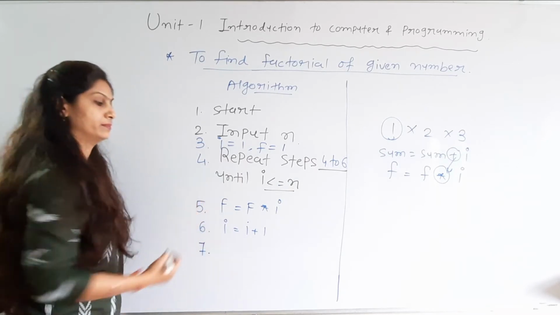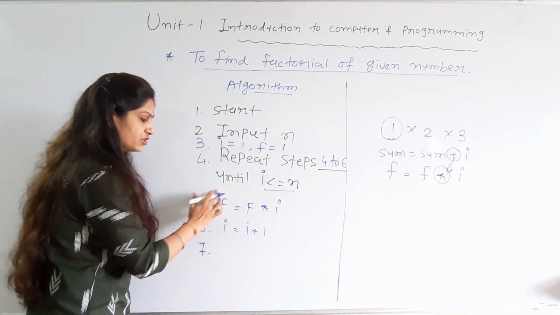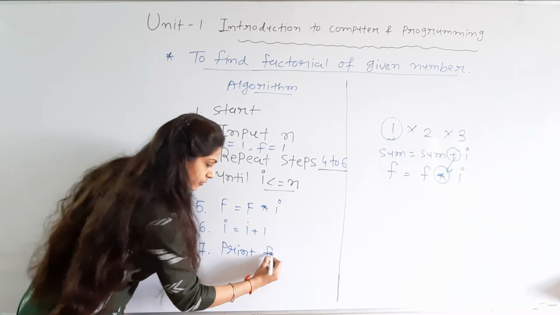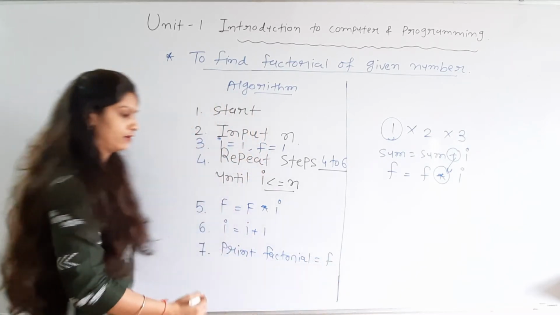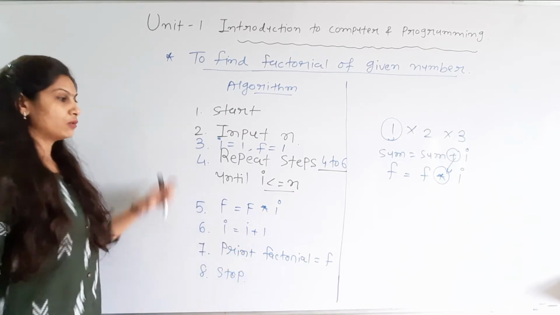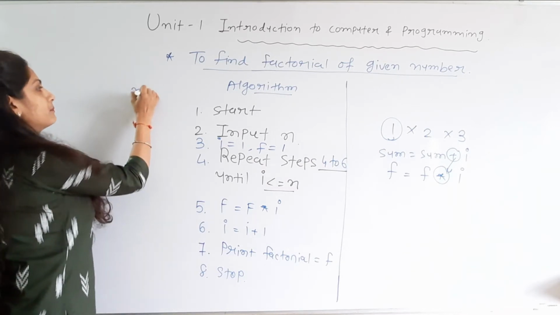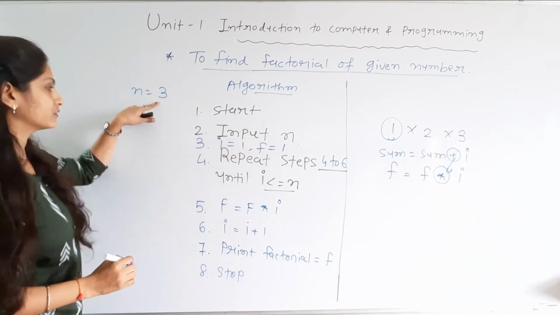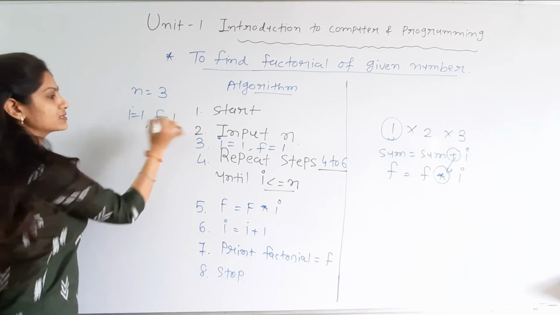Now seventh step. What? It is our output, and output in which variable? F. So here we have to write print factorial equals which value? F, and last is stop. Now how does this algorithm work? Let's say with one simple example, n equals 3. Our input n equals 3. I equals 1. F equals 1.